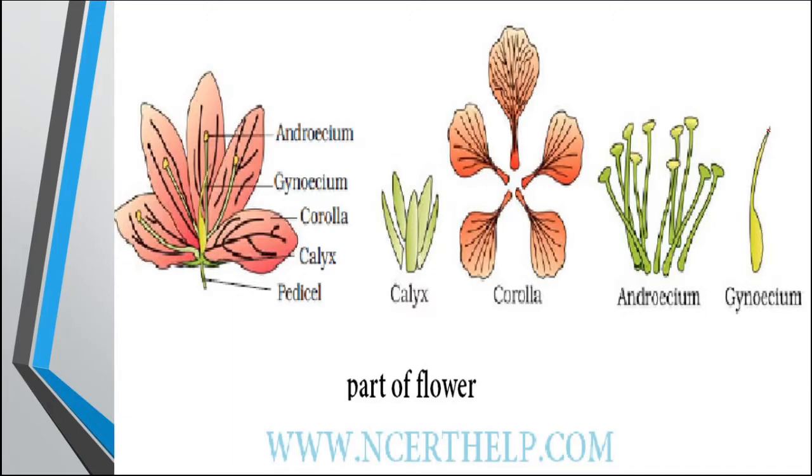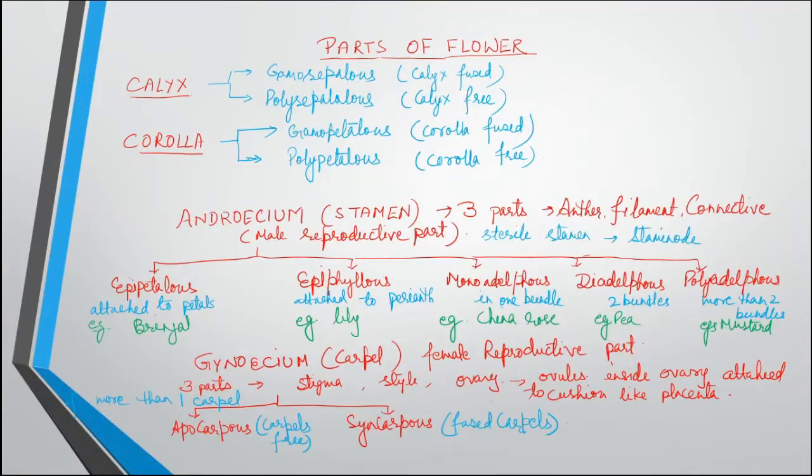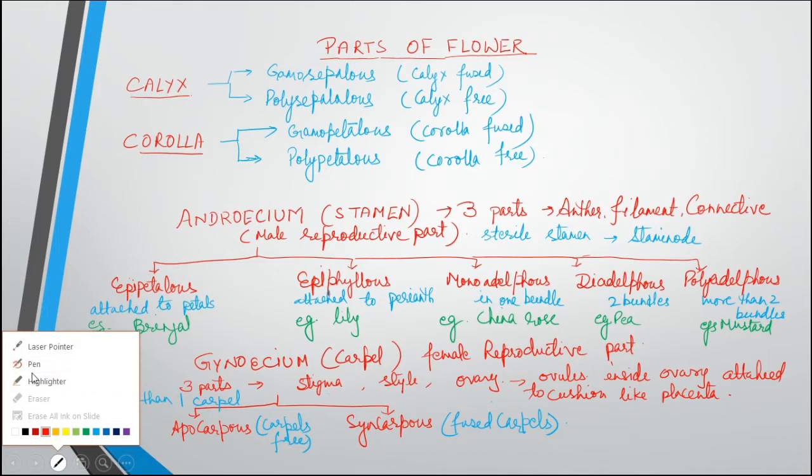In this way, these are the different parts of the flower, and all of them are attached to the pedicel, and the flower base is known as the thalamus or receptacle. All the whorls we have already discussed are present: the outermost whorl made up of calyx, then corolla, androecium and gynoecium.